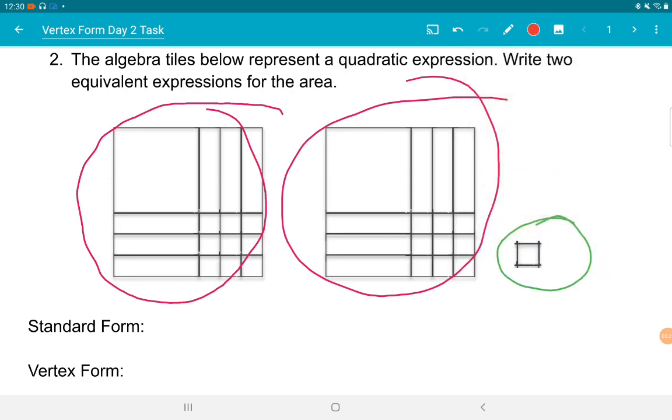Let's start with the standard form. I've got an x squared here, and an x squared here. So there's going to be 2x squared, okay? Then we have an x, an x, an x. So there's 3 x's there, and then another 3 x's on this side. So that's going to be 6x.